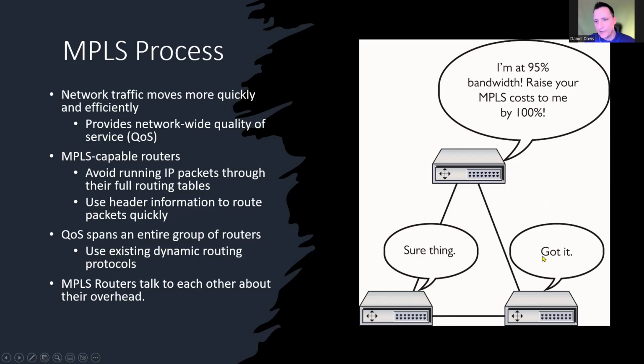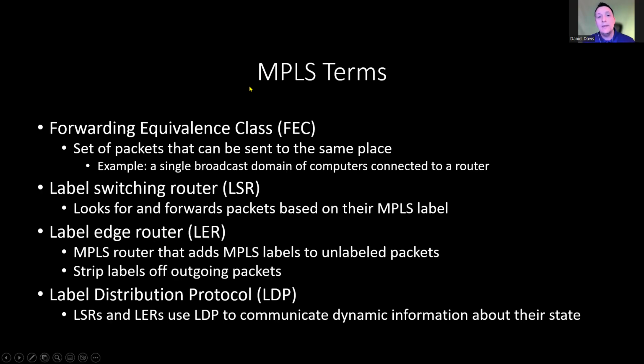So again, we have our little diagram here that depicts that idea. So maybe traffic is consistently being routed through this specific device right here, and it can communicate with the other routers on the network and say, hey, I'm being overburdened, try to choose another route if you can. And it will dynamically, on the fly, manage that traffic more efficiently to improve the quality of service. Let's talk about a few MPLS terms.